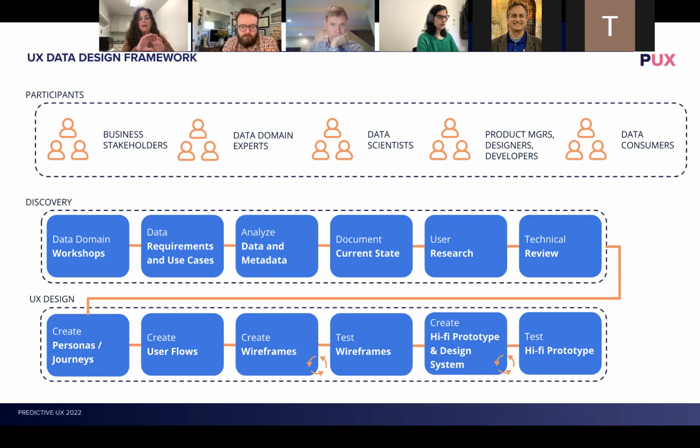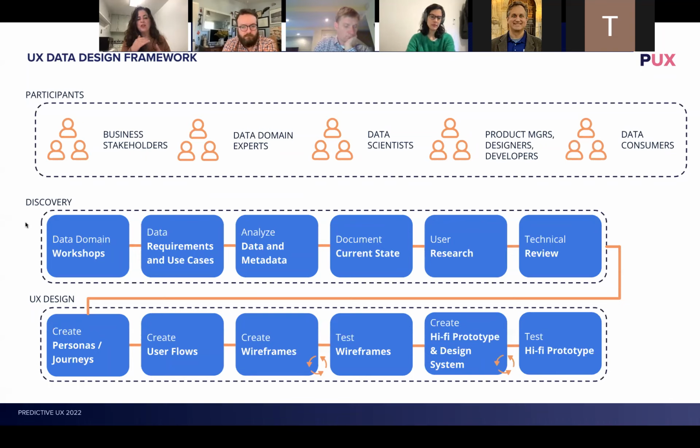So we like to think about, at a minimum, these buckets when we want to put together a new product and we think about having workshops. These are all the kinds of people that we want to have at the table contributing to the discussion. And then we go through our discovery phase and UX design phases.